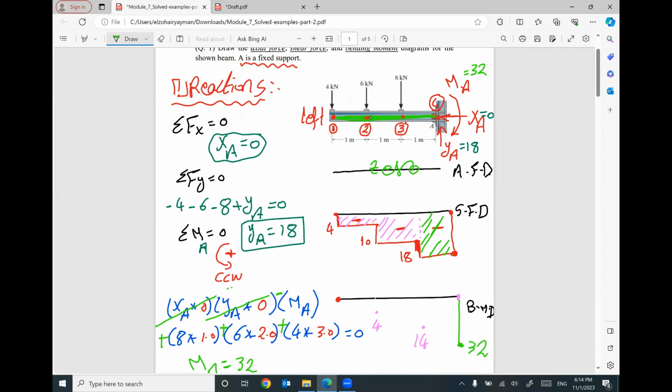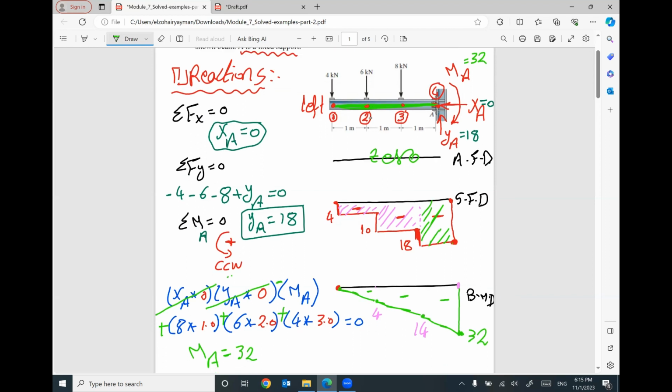Once you put the values, 32, 14, 4, 0, go ahead and connect between these values by straight lines. You are done. And all of these diagrams are negative diagrams because they are below the reference line. This is called bending moment diagram.